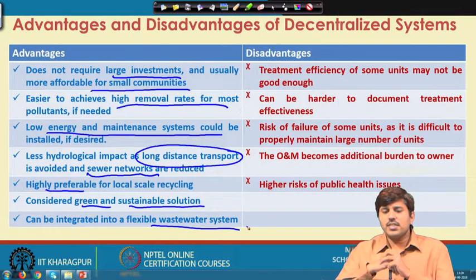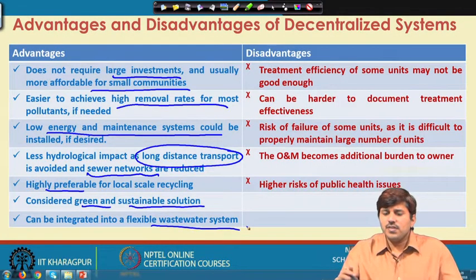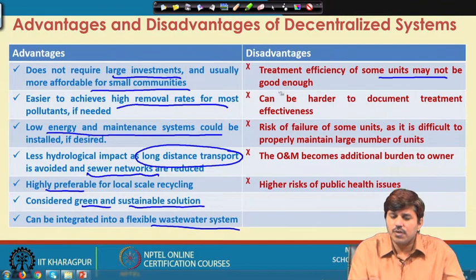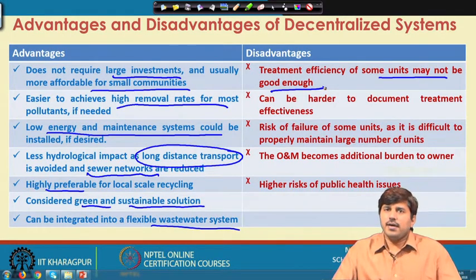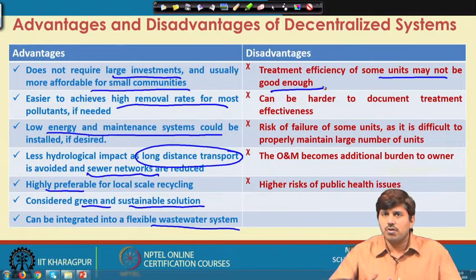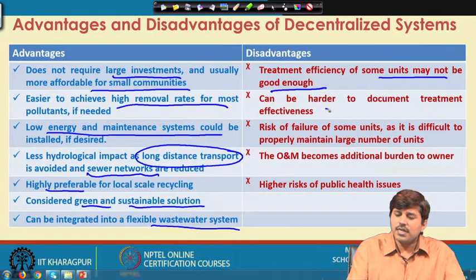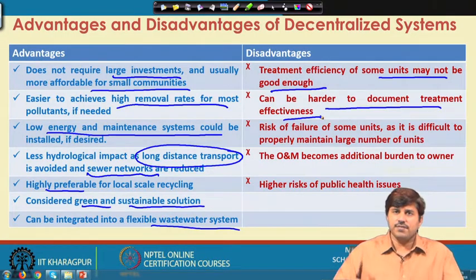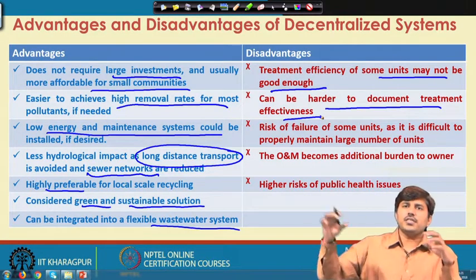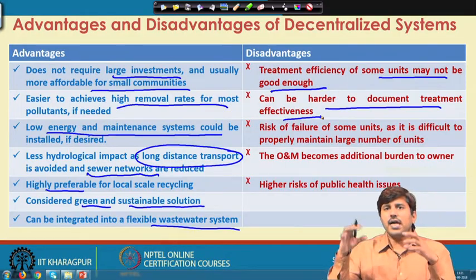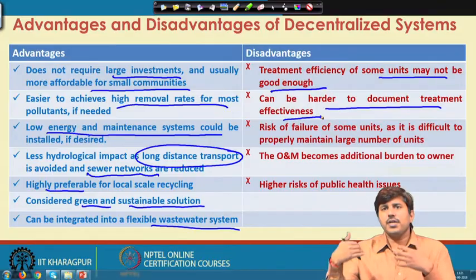Whereas on the disadvantages front, the treatment efficiency of some units may not be good enough. That could be because of operation and maintenance issues, or because of the kind of technology which has been adopted. Further, it can be harder to document the treatment effectiveness, because there are so many, a large number of smaller facilities. So, how are you going to monitor and document those things?